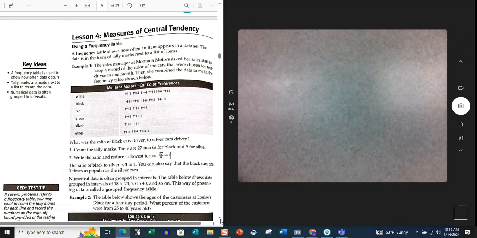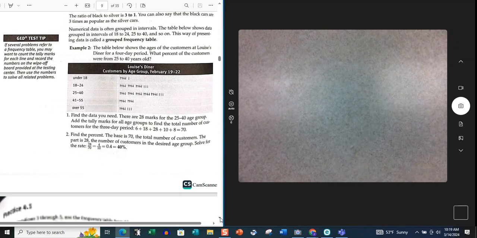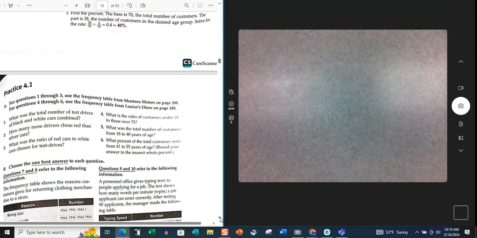Okay, now we scroll down here. Now we go to problem number 3. It says, what was the ratio of red cars to white cars chosen for test drive? So we want to do red cars first to white cars.